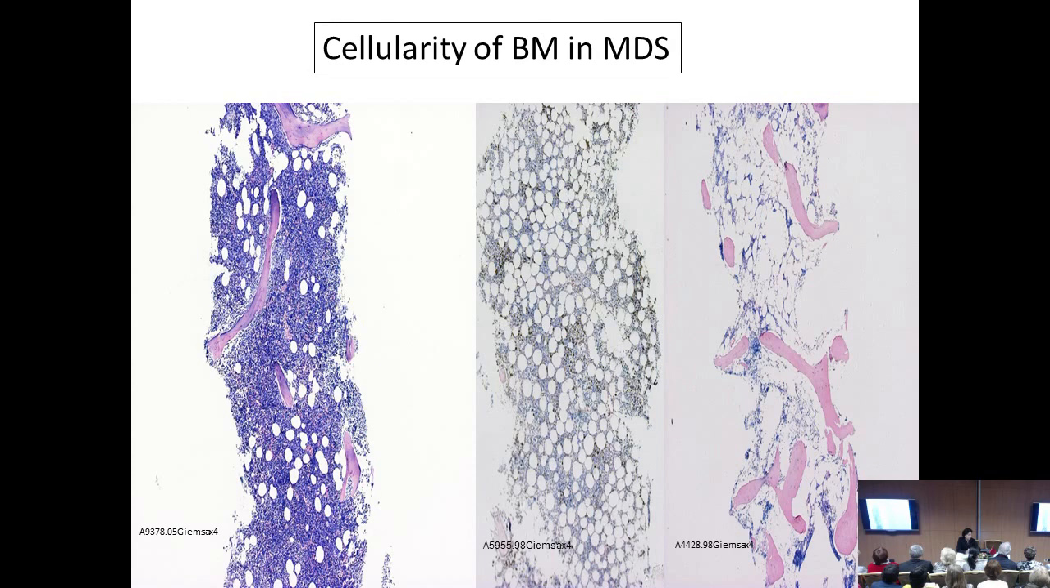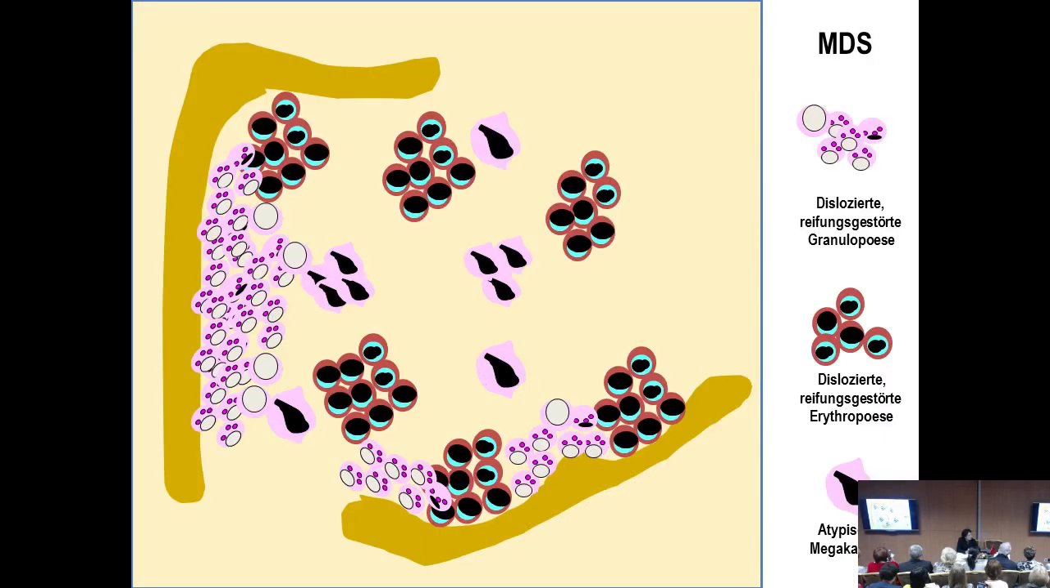But in some cases, we have decreased cellularity with a hypocellular bone marrow. That means hypocellularity does not exclude MDS. We still have to look at dysplasia. And what is important, these cases with hypocellularity tend to have a worse prognosis compared to those with a hypercellular bone marrow. What else can we see in topography?